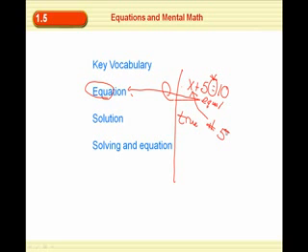Did you use mental math? Did you use some sort of algebra? How did you solve for x? Did you just know your facts? So we'll be coming up with all sorts of different strategies in solving equations. And solving it is basically how you get the answer.